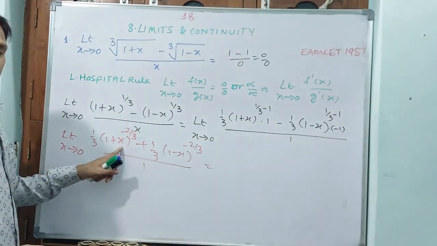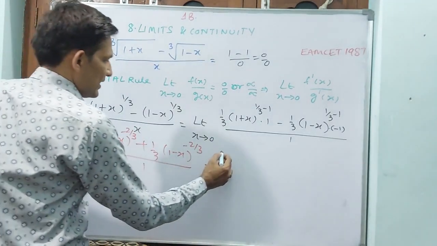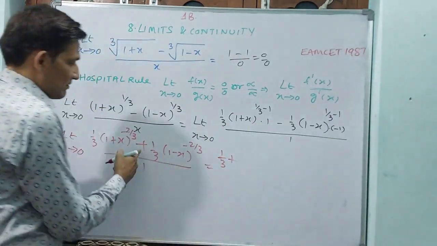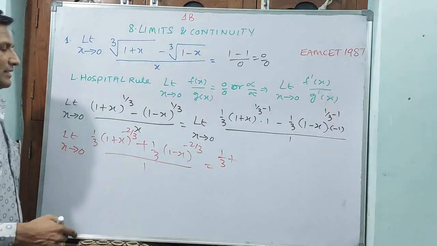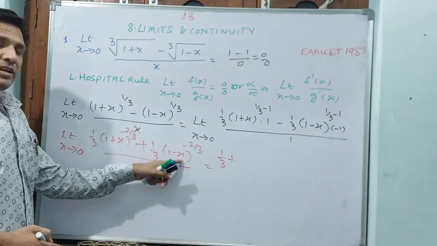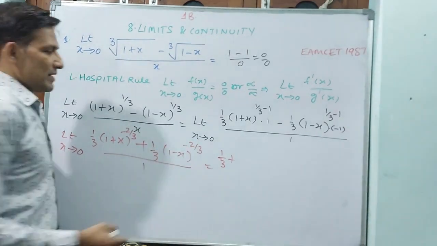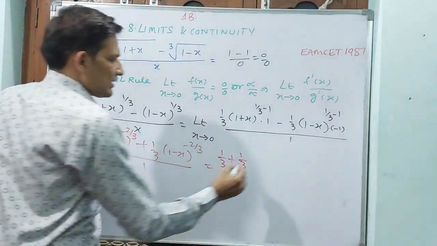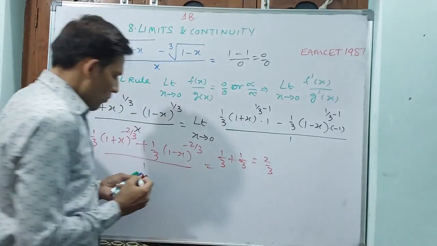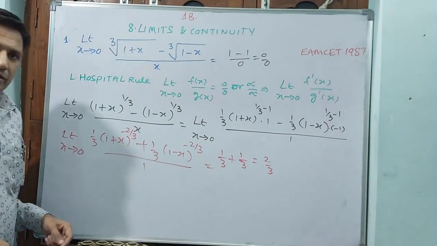That means 1 plus 0 is 1, 1 power something is 1, 1 into 1 by 3 is 1 by 3. Plus, because earlier minus was there but now it has become plus. Again, 1 minus 0 is 1, 1 power something is 1, 1 into 1 by 3 is 1 by 3. Divided by 1, we did not write. 2 by 3 will be your answer. Okay, let us go for the next question.